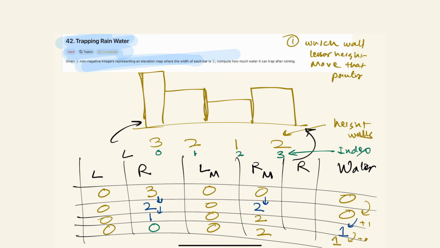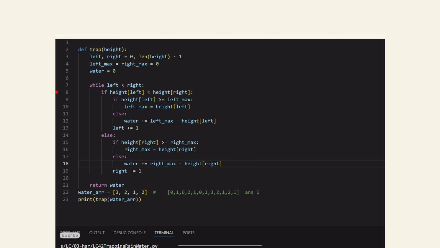Rest of the time, no, I'm not getting any. This is 2, the max was 2, so I will not be holding any water. And we have not moved the left pointer because I never get a right pointer which is greater than the left pointer. If it was, then I would be moving. This is how we can do it in one pass. That means in only one iteration we can find the solution.